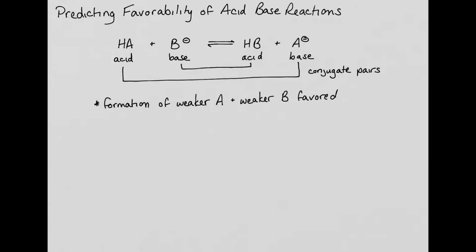Another way to think about this is that the stronger acid and the stronger base both want to act like a strong acid and a strong base. Therefore, they will react and push the equilibrium away from themselves towards the products, which are the weaker acid and the weaker base.